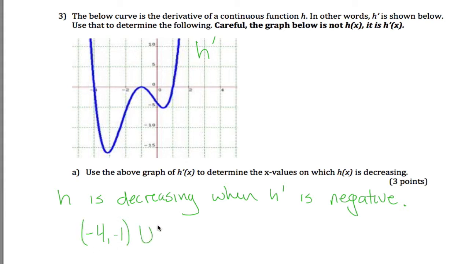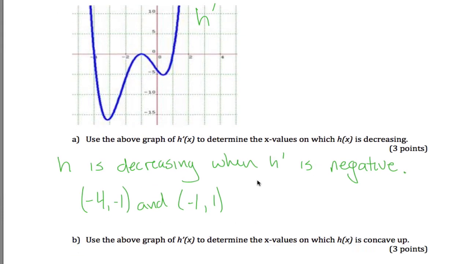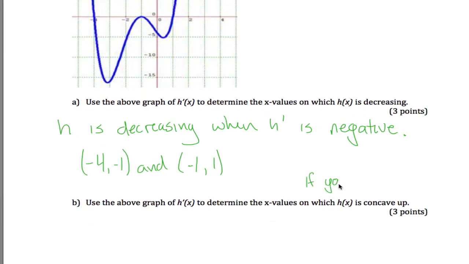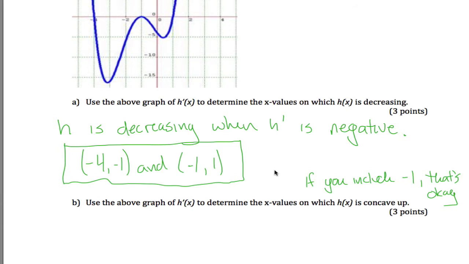And then again, maybe I'll put "and": from -1 all the way up to 1. What I'm saying is the height is negative all throughout here. Here it's not technically negative. Here it looks like it's 0 to me. So I'll take out that point. And then again until I get to here. And then I'm even going to put parenthetically, if you include -1, that's okay. But this right here would be my answer to when this function is decreasing.